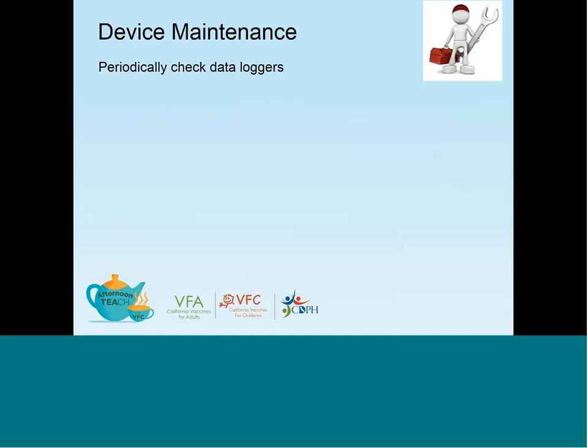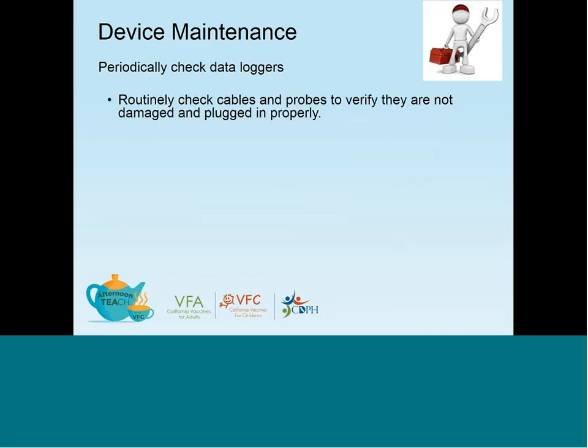As with any equipment, we suggest that you routinely keep an eye on your data logger. We ask that you do a regular routine check of the cables. You want to make sure that they're working properly. You want to make sure that the probe is not damaged and that it's plugged in properly. We also recommend that you replace the batteries on some type of regular schedule. We suggested here daylight savings time.